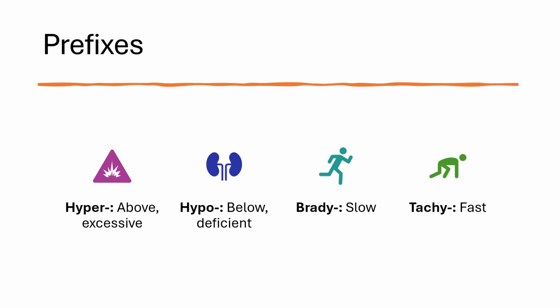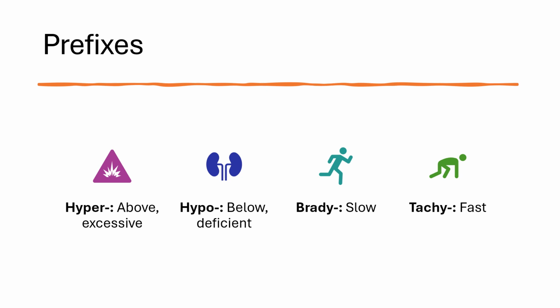Then you have brady, which is slow. If you are a football fan, if you know who Tom Brady is, he was a quarterback. However, he was known for also being very slow. So one fun way that I remember brady is slow is to think of all the references to Tom Brady being slow.